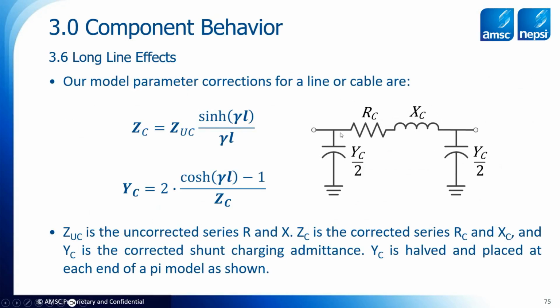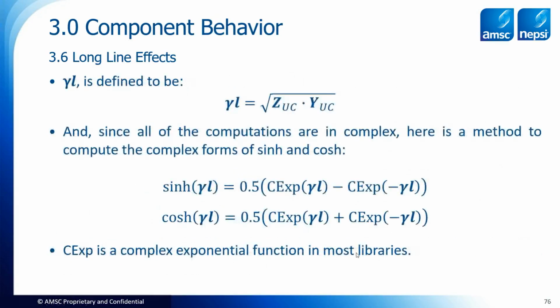When you build your model, it needs to be in a pi model form. RC, X sub C are in the series legs, and hung at both ends, a value over 2 is Y sub C. Now, again, typically, the resistive part of this is equal to 0, so often this is only the reactive part divided by 2. And gamma L is defined to be this. Again, we're not going to do a deep dive into how that is true, but this is how it's done. Interestingly, these are complex numbers.